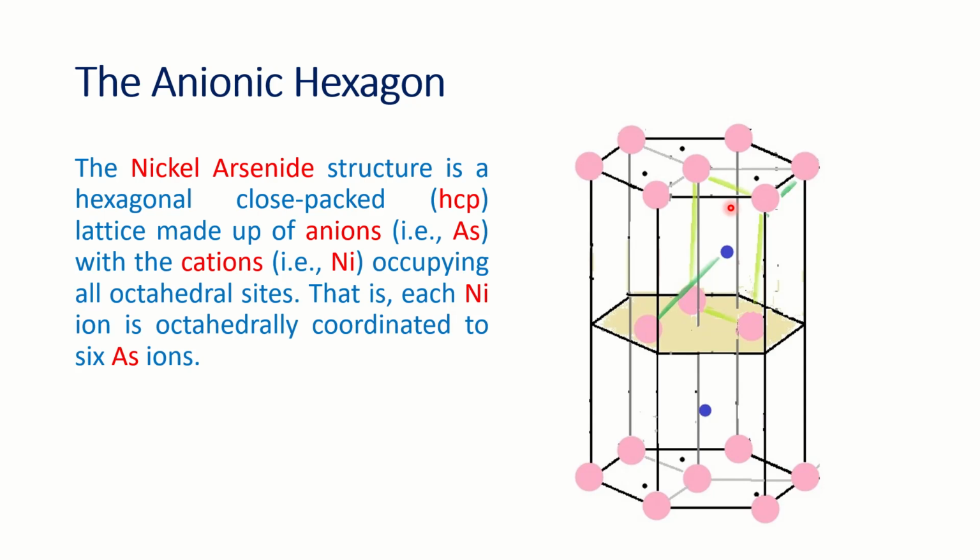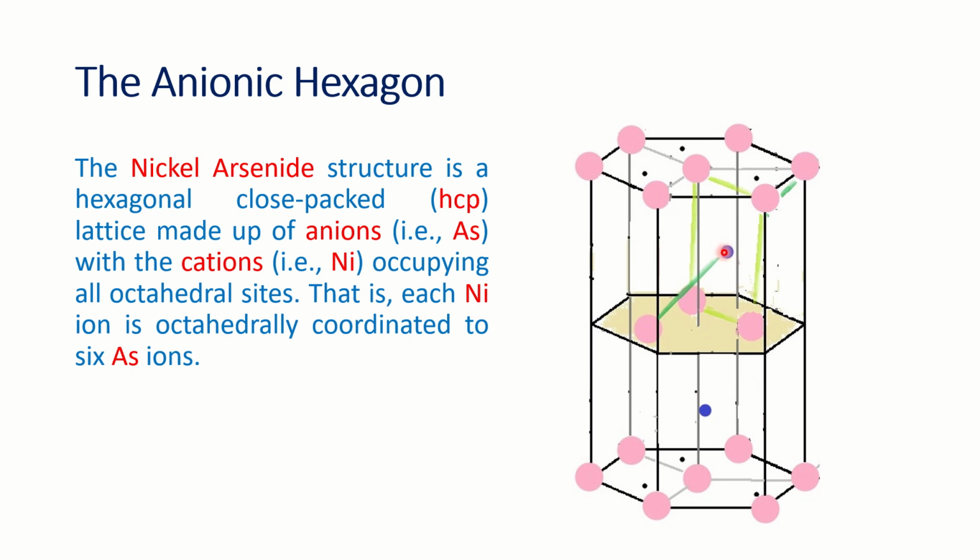Look, this yellow line is drawing the equatorial position. 4 atoms are present here. Atoms or ions, whatever you say. And the green line is the axial position, from here to here, from here to here. This is passing through the middle of this square plane. So overall, this is an octahedron. And each arsenic is equivalently bonded to this nickel.